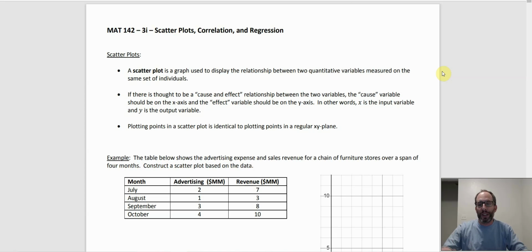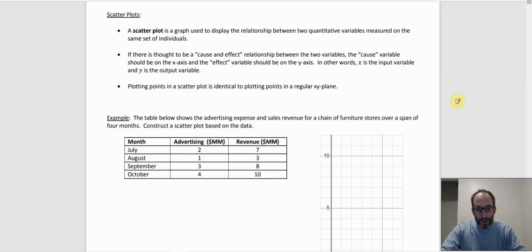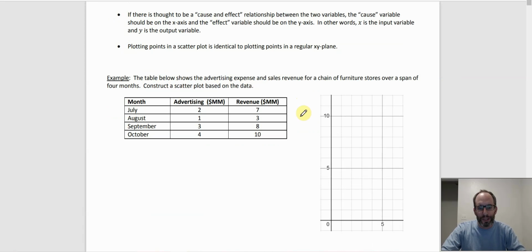And if there is a cause and effect relationship or a sort of hypothesized cause and effect relationship, like if you think there's one, then the cause variable, so your input, goes on the x-axis, and then your effect variable, the output, goes on the y-axis. So like here with this example, you would think if there's going to be a cause and effect relationship, the cause is spending more money on advertising, and then you would see the effect on the revenue, right? You'd think that's the way it works.